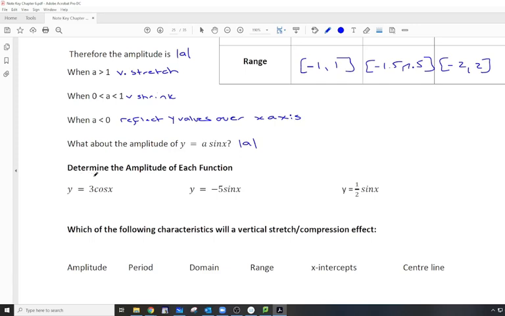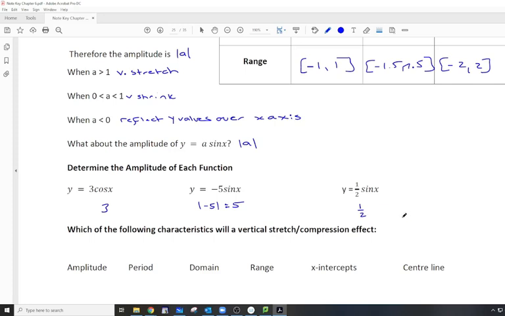Now what I want you to do is determine the amplitude given an equation. So if I give you y equals 3 cos x, without seeing a graph, could you tell me what the amplitude will be? Well, it's always the absolute value of A. A is 3, so the amplitude is 3. If you have a graph y equals negative 5 sine x, again, it's the absolute value of that negative 5, so the amplitude would be just 5. If you have y equals 1/2 sine x, then your amplitude is 1/2. So it's just the absolute value of whatever number is written in front.